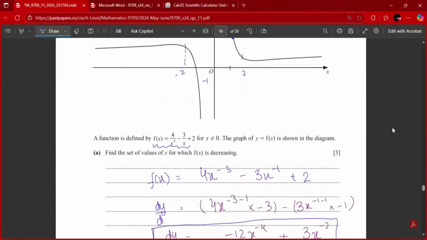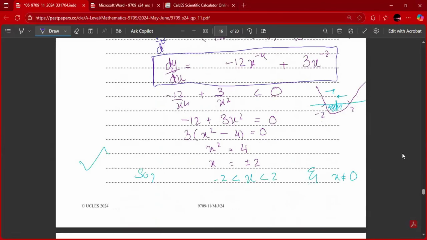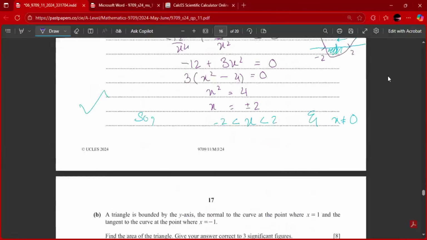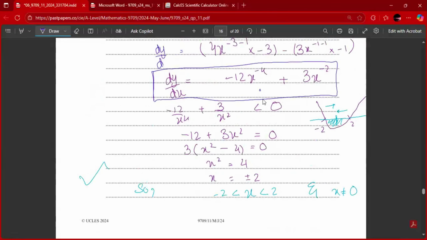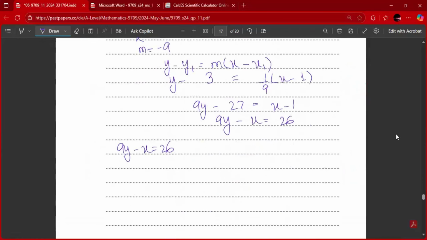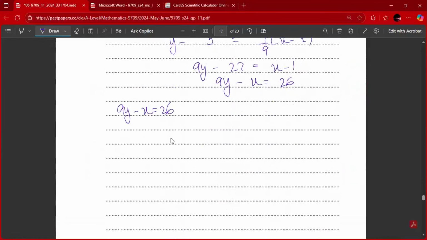Leaving this. Now you're supposed to find the equation for the tangent when x is minus 1. If x is equal to minus 1, and if I put it here, we get the value of minus 12 plus 3 again, which should be equal to minus 9 again. So we are going to y minus, okay, equation of normal.